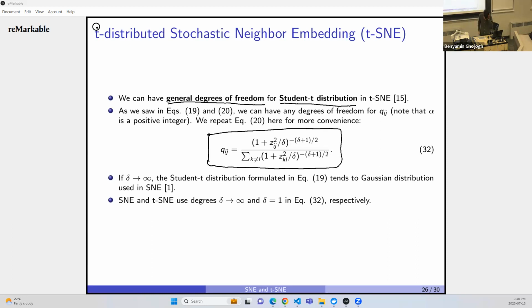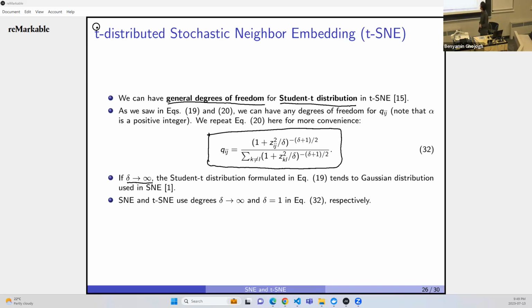If you limit delta to infinity, what happens? The Student distribution becomes a Gaussian distribution. Then t-SNE becomes similar to SNE. So t-SNE uses delta equals 1, the original t-SNE. If you limit delta to infinity, it becomes the SNE algorithm.